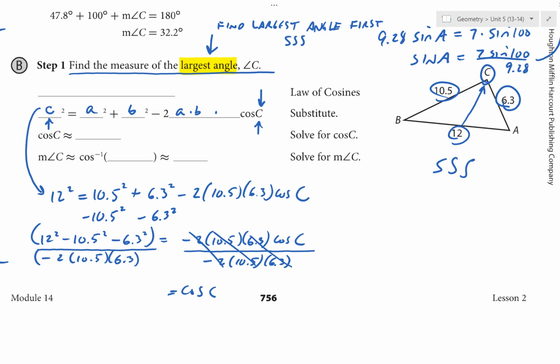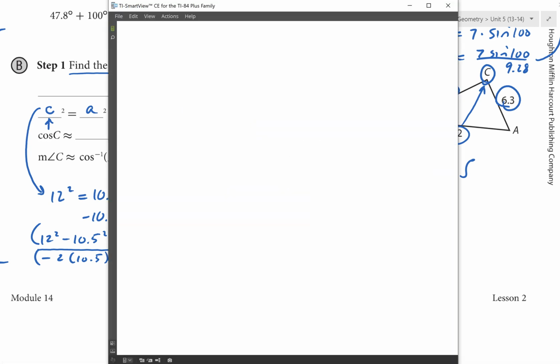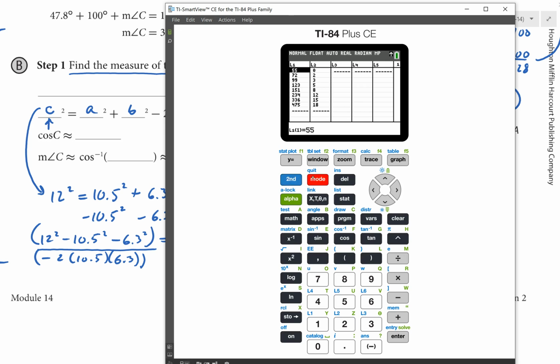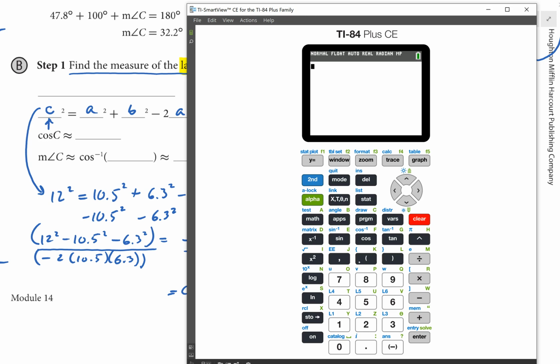And so I'll show you on the calculator where we have to put the parentheses. So it's going to look like this. We're going to have parentheses, so make sure you start with parentheses, 12 squared minus 10.5 squared minus, oops, I have an extra parenthesis in there.